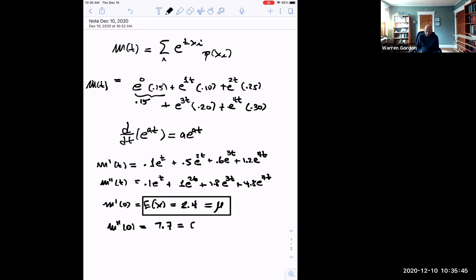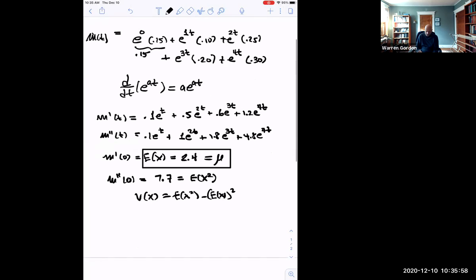M double prime of 0 turns out to be, what was that, 7.7? And that's equal to E of X squared, the second moment. Therefore, the variance, which is E of X squared minus E of X quantity squared, is just equal to 7.7 minus 2.4 quantity squared. And if you work that out, we got 1.94. Okay, that was the first question.